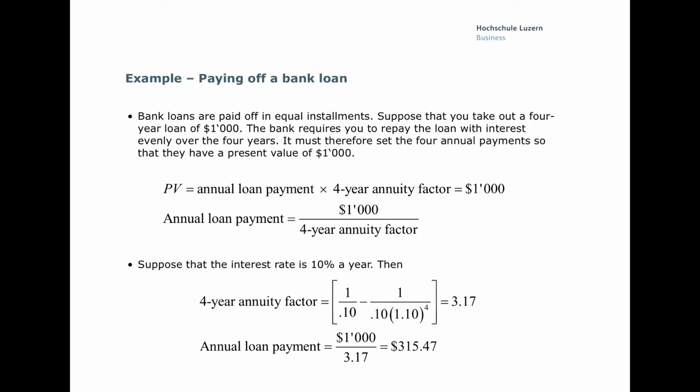Suppose the interest rate is 10% a year. The 4-year annuity factor is then 3.17. From this, it follows that the annual loan payment is equal to 1,000 divided by 3.17, which equals $315.47.